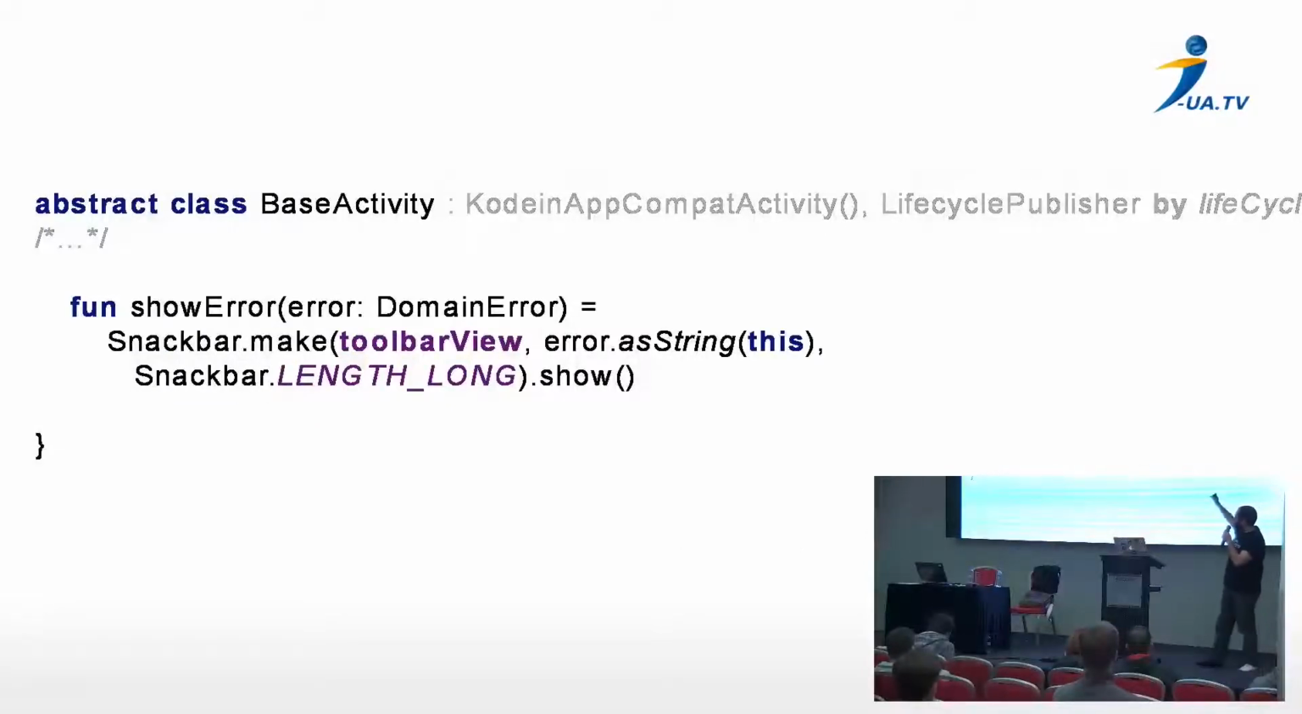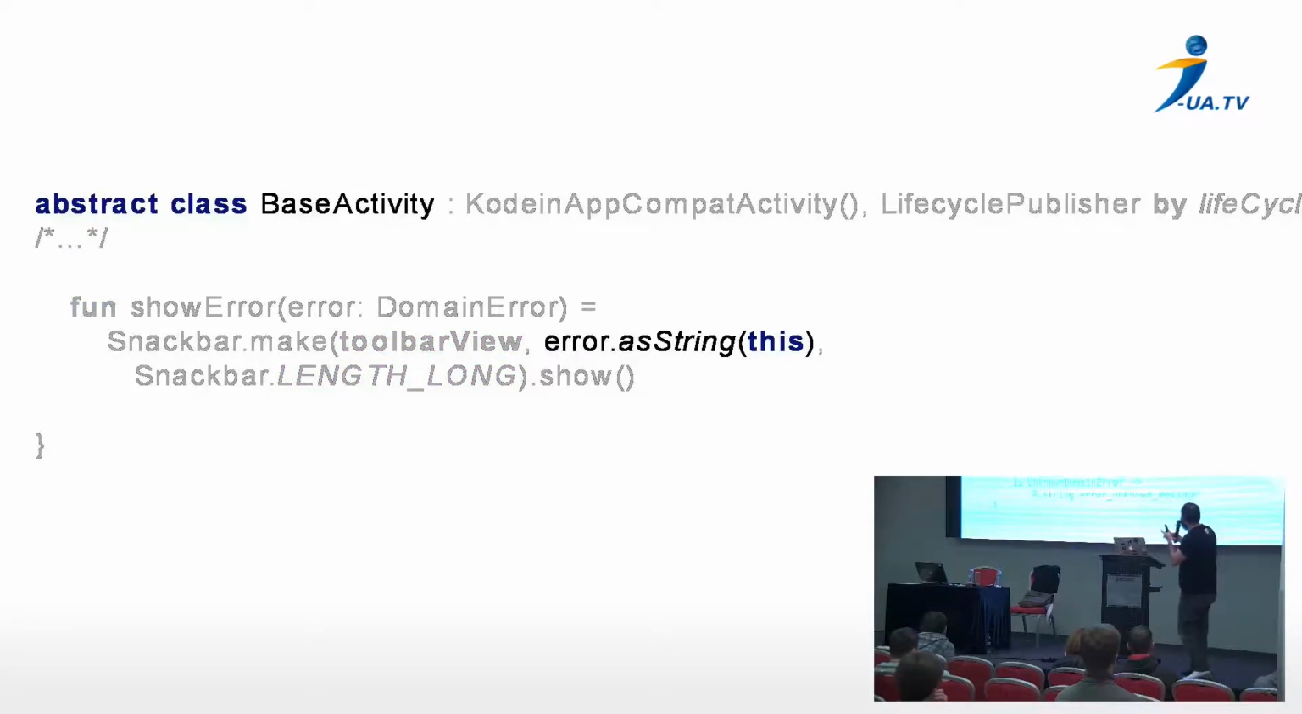I implement the show error in base activity, but if this grows, I can move it to a delegate class, okay? But in this case, I have it in my base activity. And I have a show error method that receives a domain error, and calls the snack bar and converts the error to a string and receives the context. And sometimes people say, hey, Jorge, you are breaking the clean architecture that says the domain object cannot know anything about representation. You are breaking the rules. I say, no. I am using extension functions. Okay, like I'm doing there.